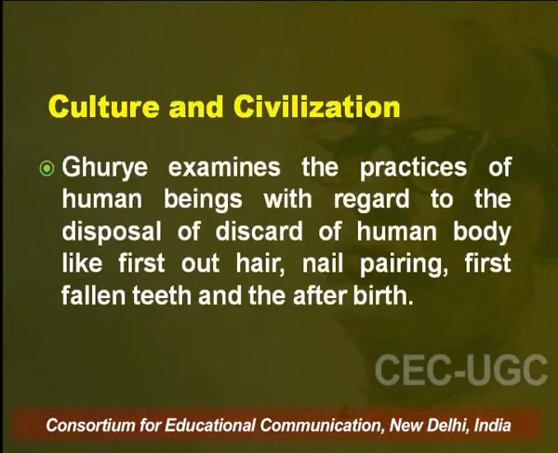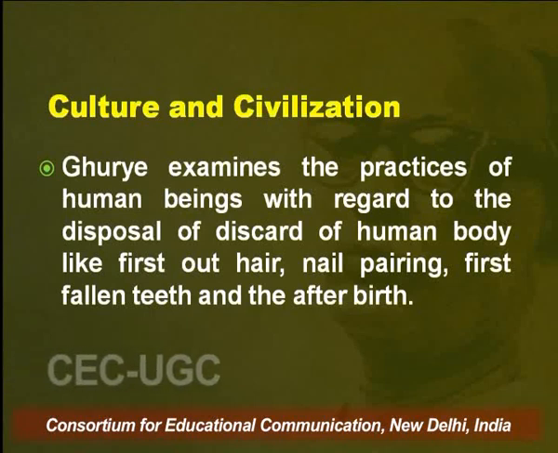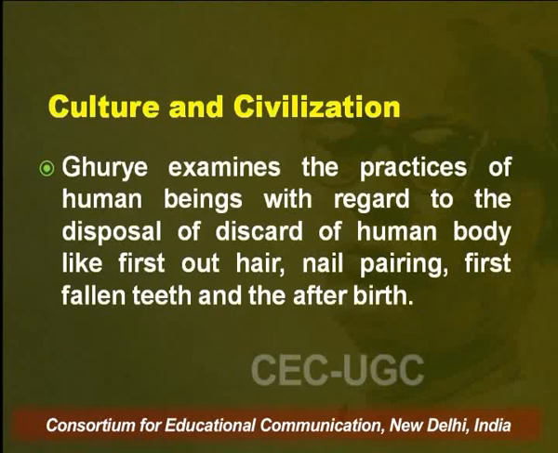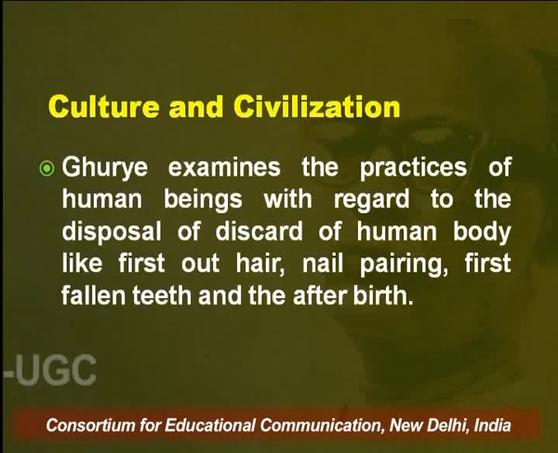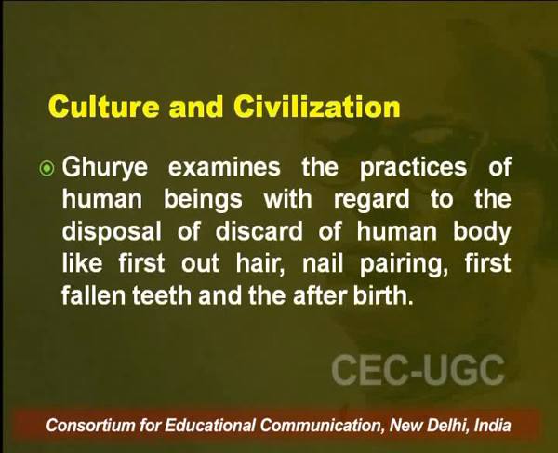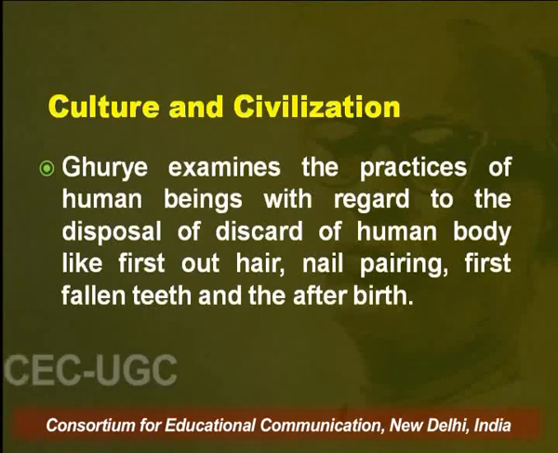Now, the third topic of research is culture and civilization, where Ghurye examines the practices of human beings with regard to the disposal or discarding of the human body, like first-cut hair, nails, parings, first fallen teeth and afterbirth. So, he is focusing on the progress of civilization by looking into bodily parts and the throwing away of certain parts of the body, considered profane and not of any utility.